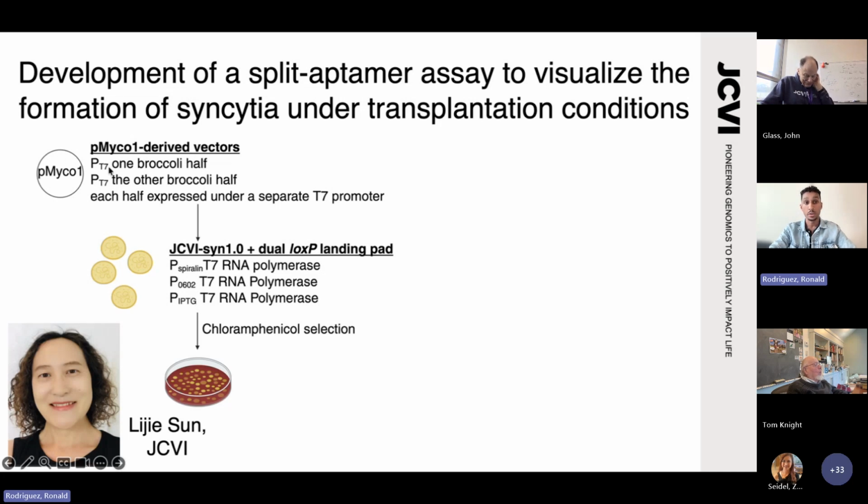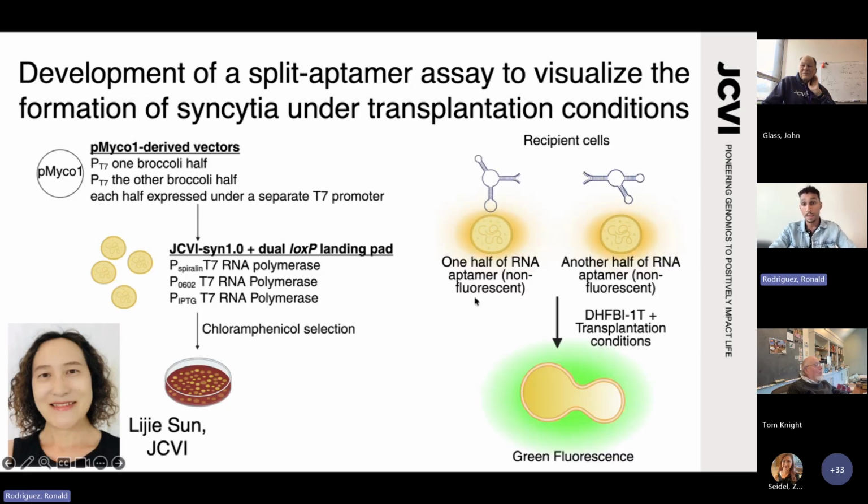What I did was, instead of making these pMyco1 vectors with both T7 RNA polymerase and the broccoli aptamers, I simply cloned all of the broccoli aptamers. I took these plasmids, transformed them into Liji's strains, and then selected for cells with the plasmid with chloramphenicol. I was able to do that.